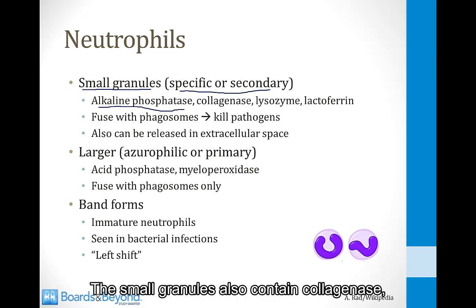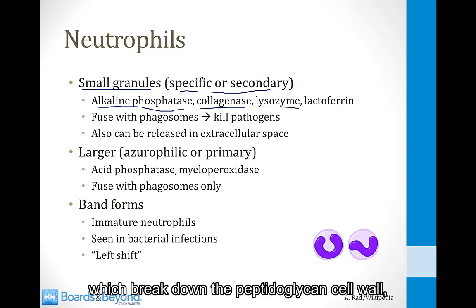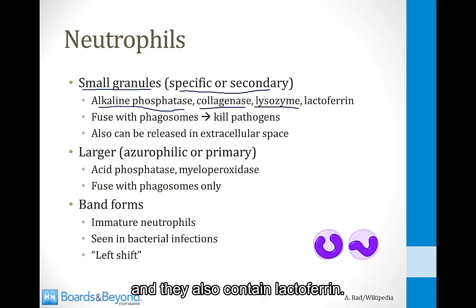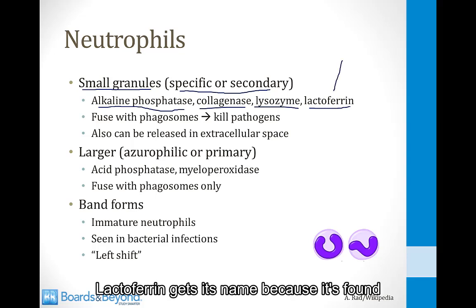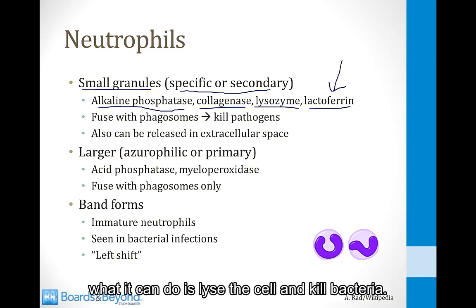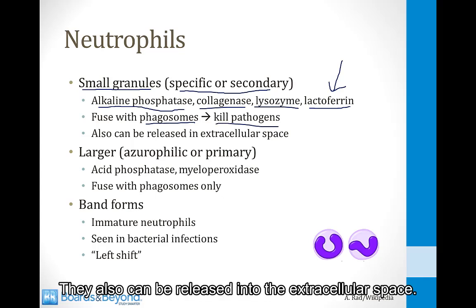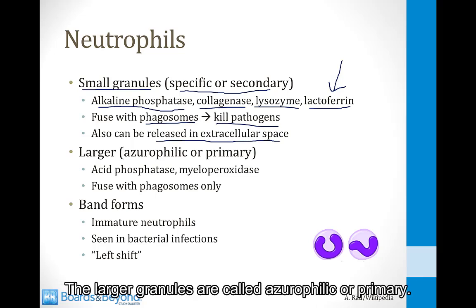The small granules also contain collagenase, which breaks down collagen, lysozymes, which break down the peptidoglycan cell wall, and they also contain lactoferrin. Lactoferrin gets its name because it's found in breast milk and it binds iron, but in terms of the neutrophils, what it can do is lyse the cell and kill bacteria. These small granules fuse with phagosomes and they kill pathogens. They also can be released into the extracellular space. The larger granules are called azurophilic or primary.